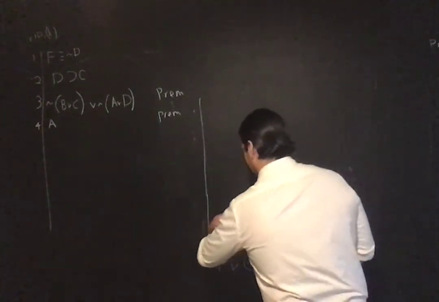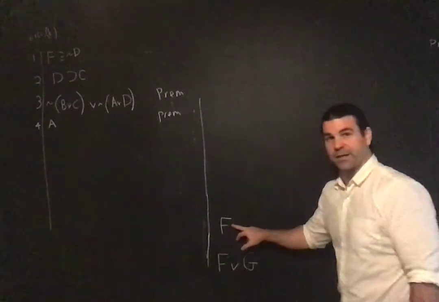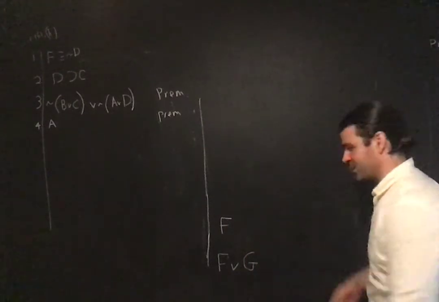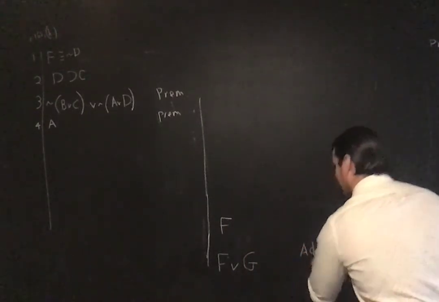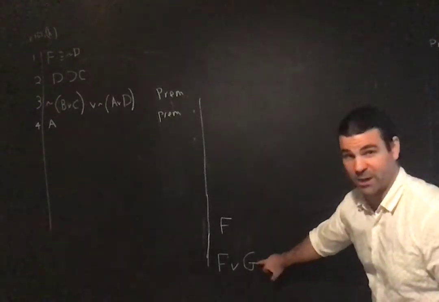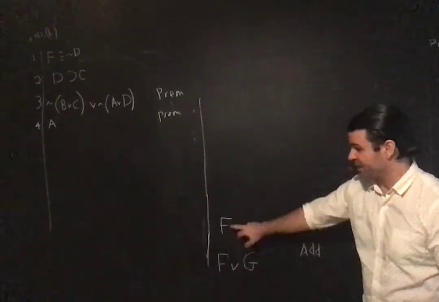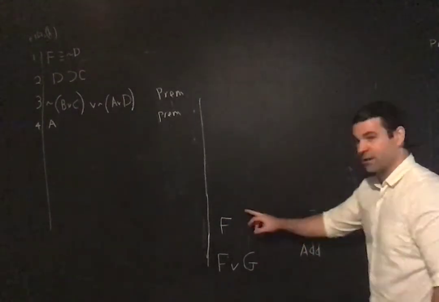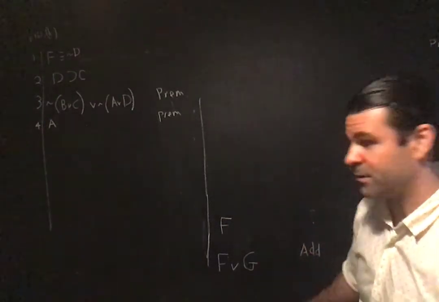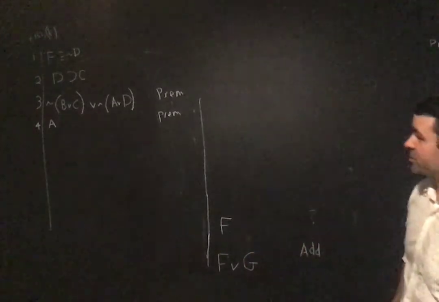Well, somehow I'm going to get F, and if I get F, I'm entitled to infer by addition, right? So it looks very likely that I'm going to get this by add. I don't see any other way I'm going to get it by addition. But what I need to get is F. Somehow I need to get F, I don't know how yet. But if I have F, then I can get F or G.